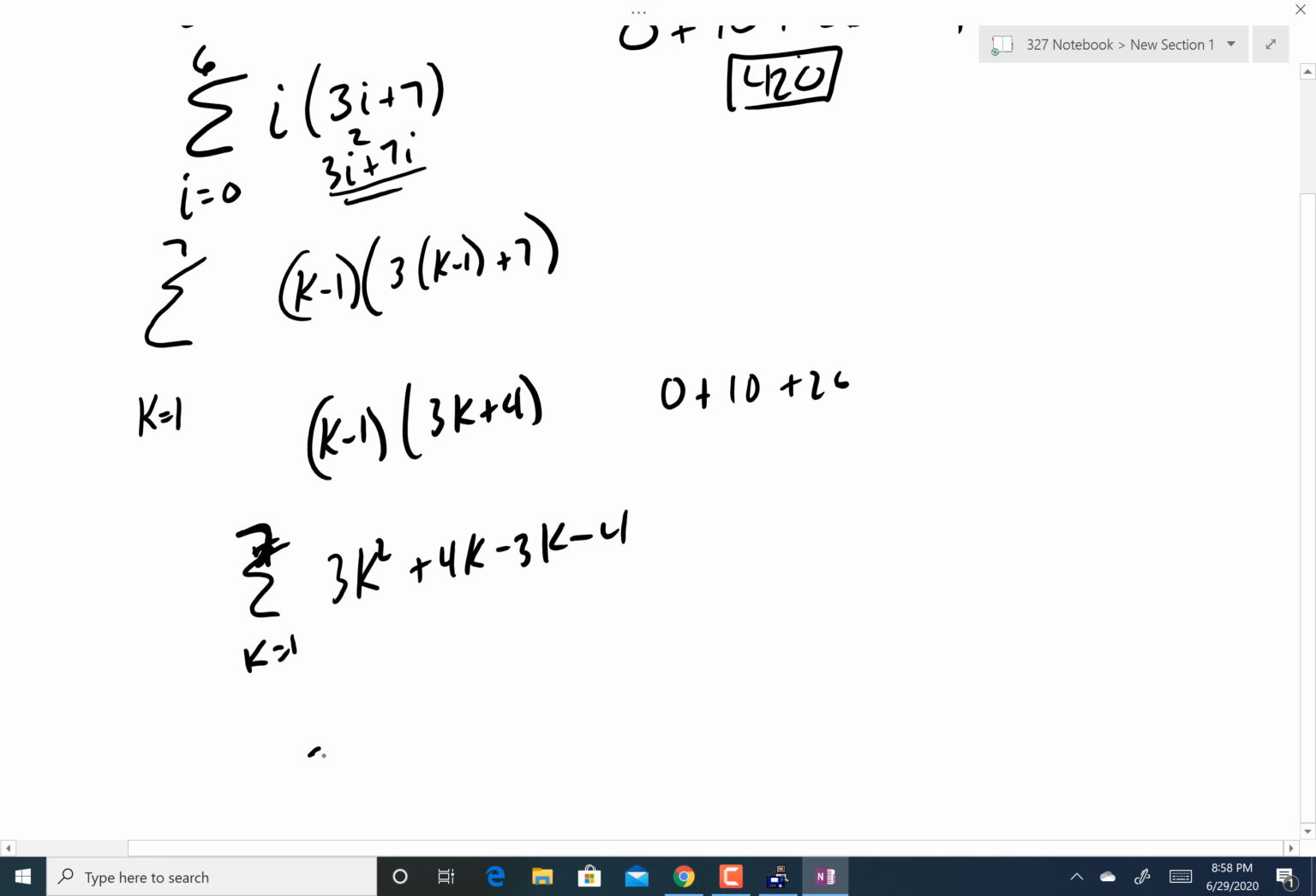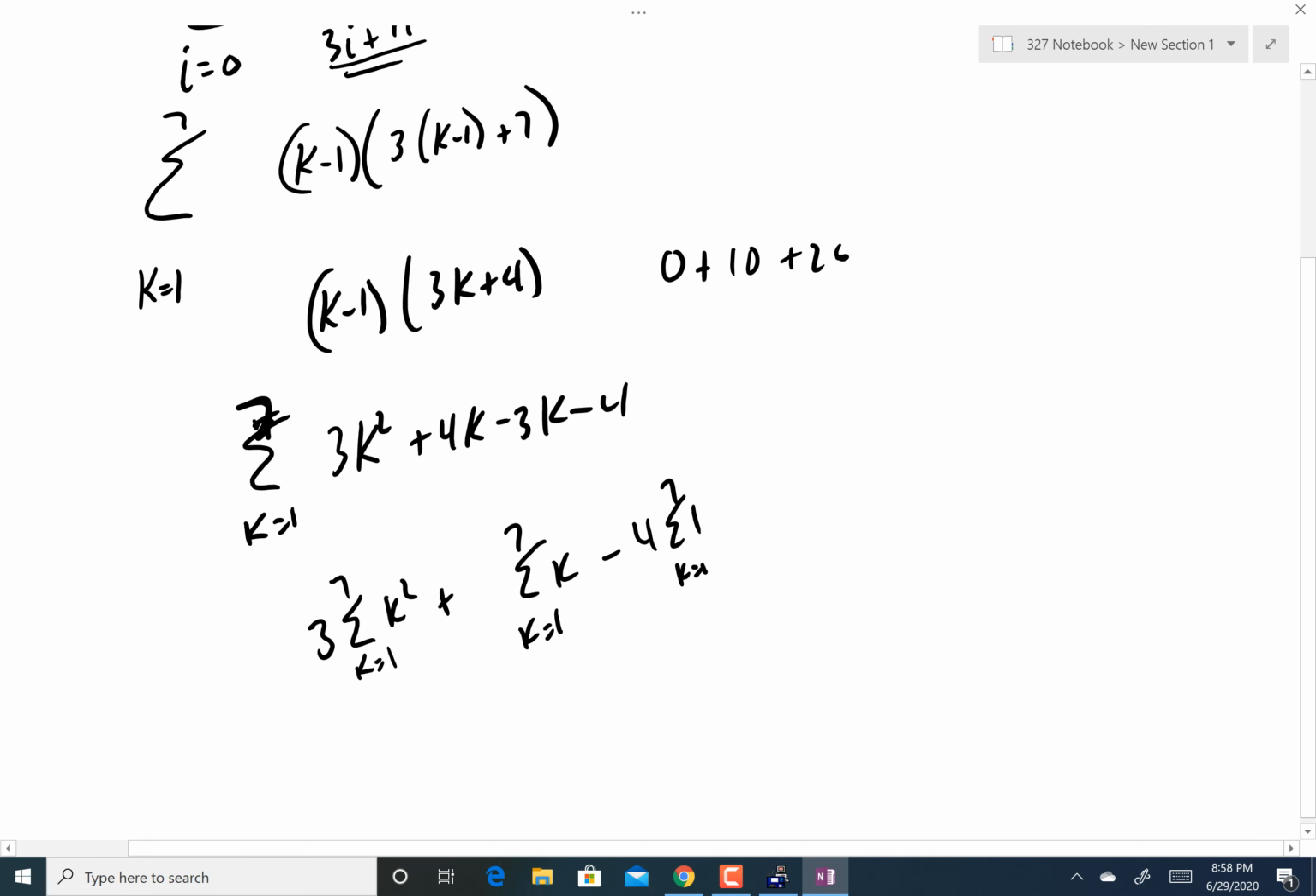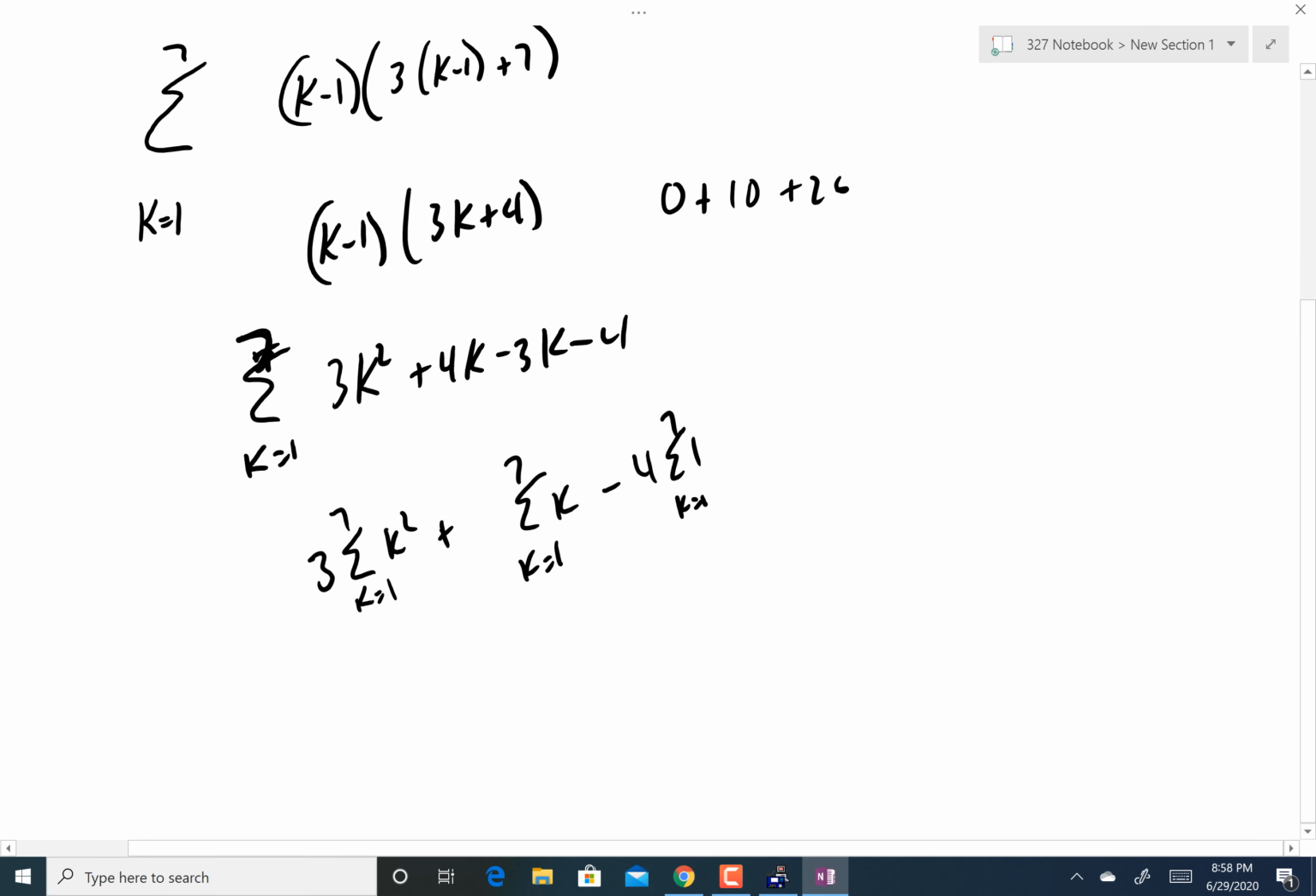And then this, of course, would be 3 sum k equals 1 to 7 of k squared plus 4 sum k equals 1 to 7 of k minus, oh, not 4, you dummy, it was just 1k, right? Just 4 minus 3 is 1. Minus 4 sum of the 1's, k equals 1 to 7. And the idea is that those formulas I showed you start at 1. They don't start at 0.